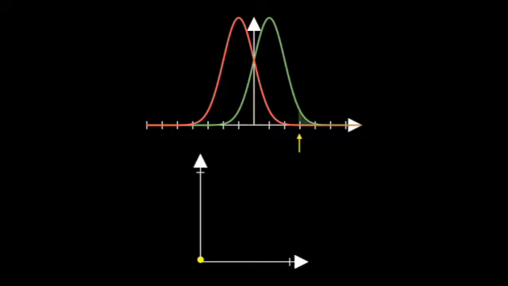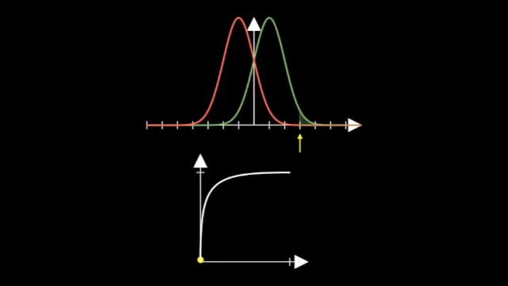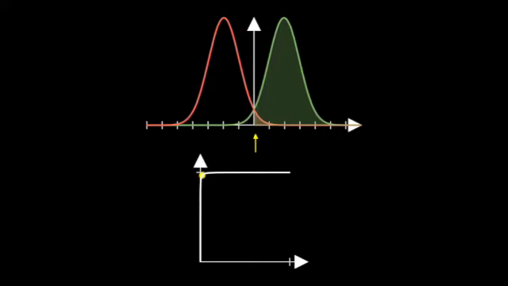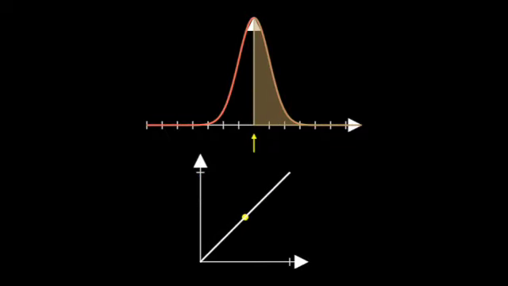When you pick a threshold, you pick a point on the ROC curve. If you sweep the threshold, you sweep out the ROC curve. Our system is good when the 2 distributions are easily distinguished. In this case, the ROC curve gets bunched in the upper left. Our system is bad when the 2 distributions cannot be distinguished. In this case, the ROC curve is a line from 0, 0 to 1, 1.